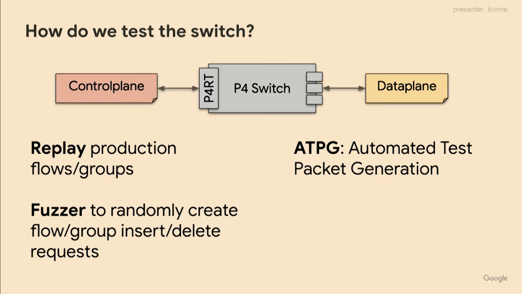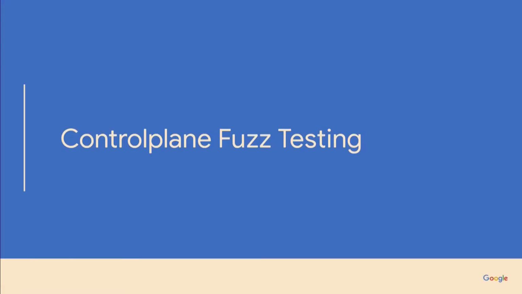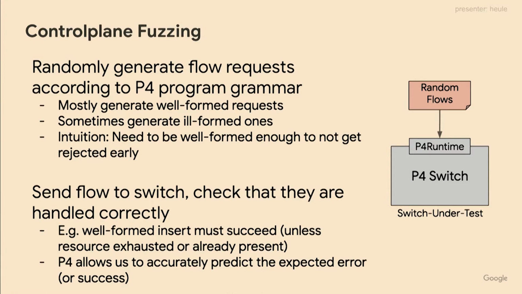Thank you, Konstantin. All right, so let's get started with the control plane testing, and in particular, fuzzing for the control plane. The idea of fuzzing is that you basically randomly generate inputs to your switch. In this case, we will randomly generate flows and groups that get programmed on the switch. And the key feature that you want your fuzzer to have is that it should generate inputs that are well-formed enough that they do something interesting on the switch. So for instance, if you just randomly generate inputs that are totally malformed, then the switch will just reject them and will not install them on the hardware. And so your testing is quite limited.